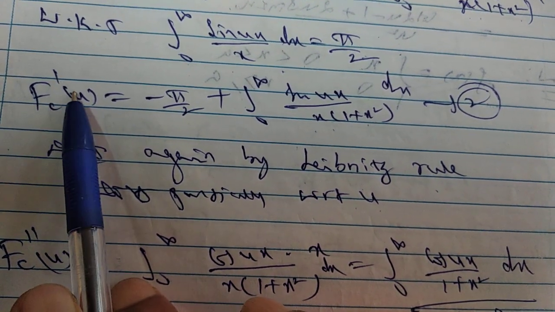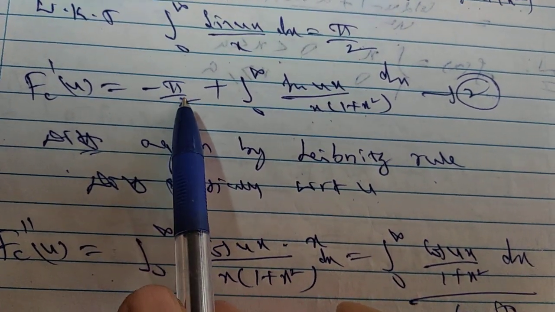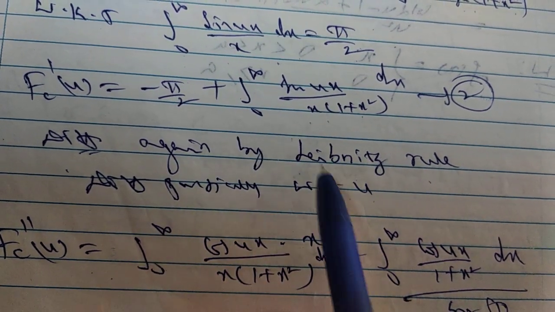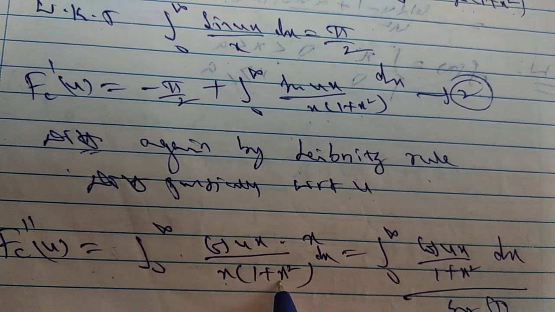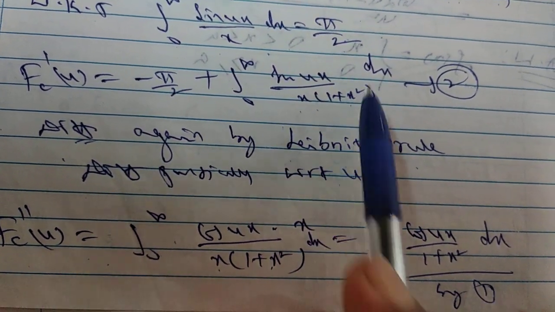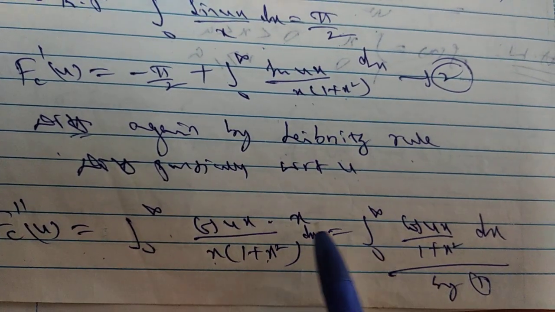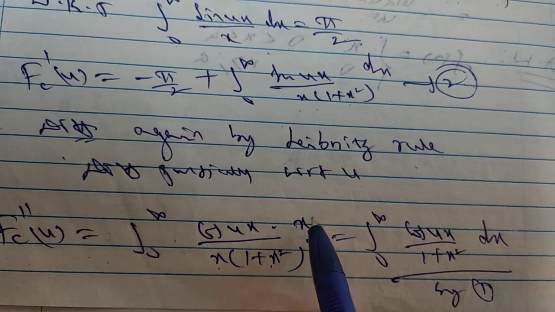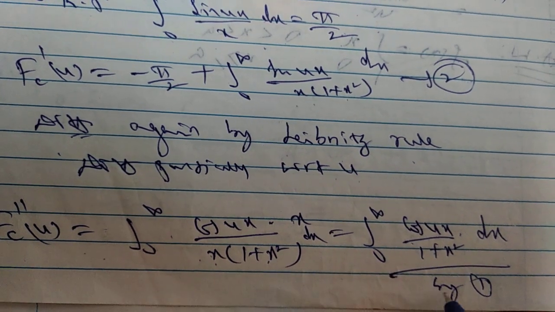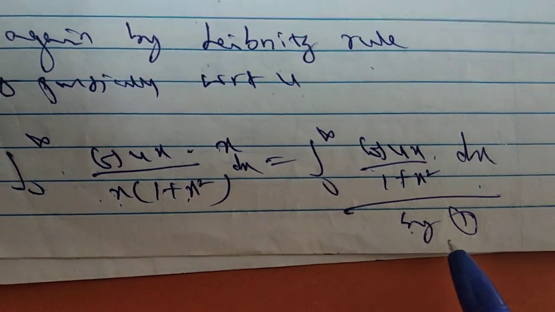So f dash already is present, f dash becomes f double dash. So what about pi by 2? Pi by 2 is constant, that becomes 0. So integral 0 to infinity, with respect to u means 1 over x into 1 plus x square is constant type, you have to write. Cos ux differentiation is sin ux, differentiation partially with respect to u means remaining x. So now you have to see here 1 x cancels. What is the remaining? Cos ux over 1 plus x square into dx.